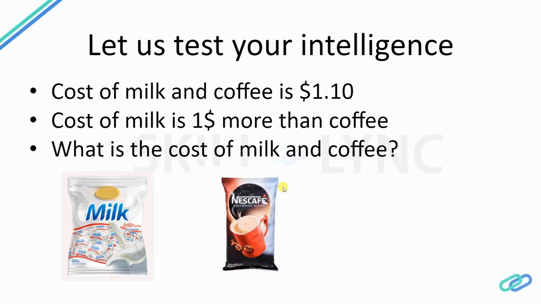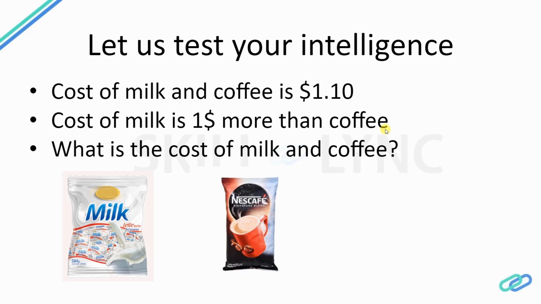So the total is $1.10. And this is the answer that 90% of you will give. But that answer is actually wrong, because though it meets the first constraint, the second constraint is not met. If you say that coffee is 10 cents and the cost of milk is $1, together it adds up, yes, $1.10. But the cost of milk packet is not $1 more, it's just 90 cents more.